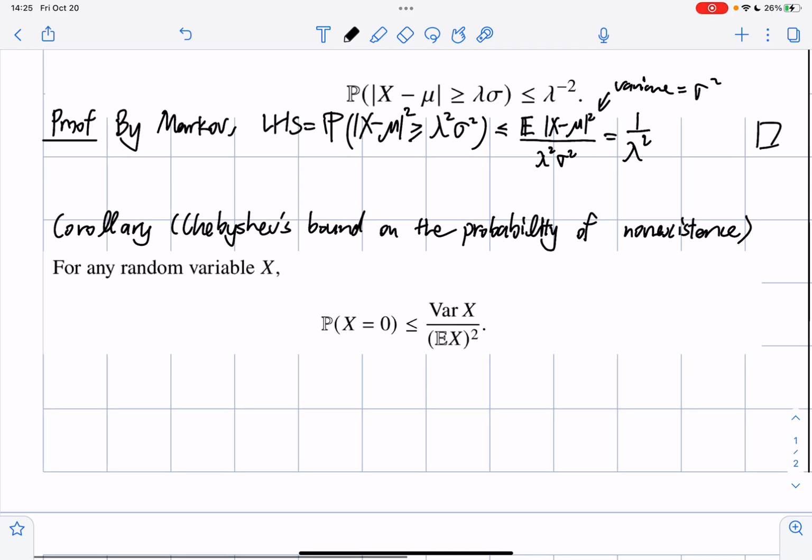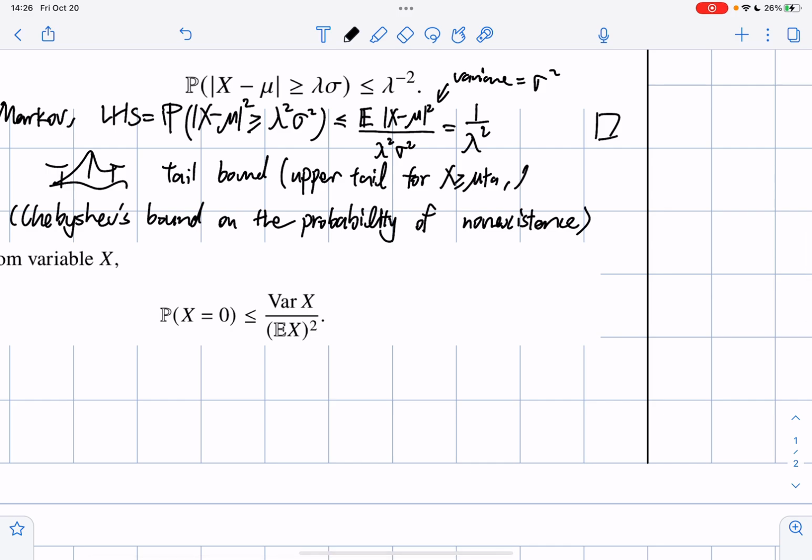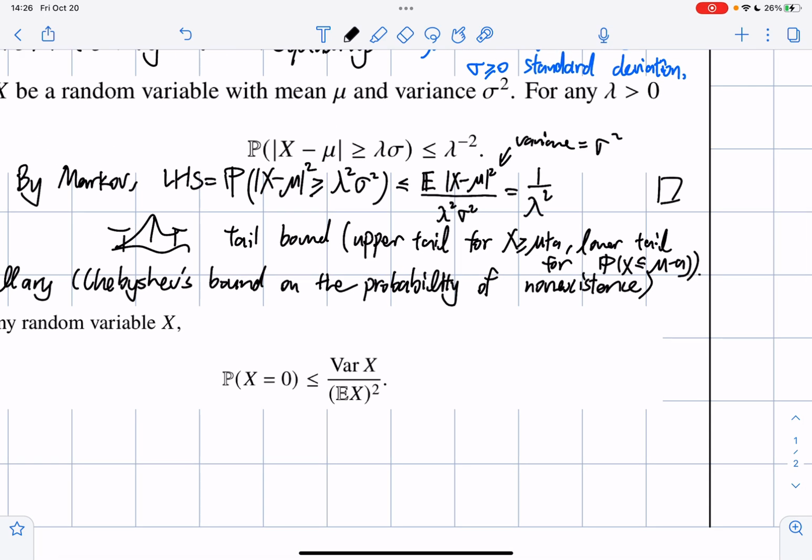I have to mention something: the concentration bounds that show a small probability of deviating from the mean are called tail bounds. And more precisely, the upper tail is for X greater than mu plus a, and the lower tail is for the probability of X less than or equal to mu minus a. And Chebyshev's inequality gives a tail bound that decays quadratically. You can see from the right-hand side. And later on, we'll see tools that give much better decay. Usually it's exponential, but not quadratic.